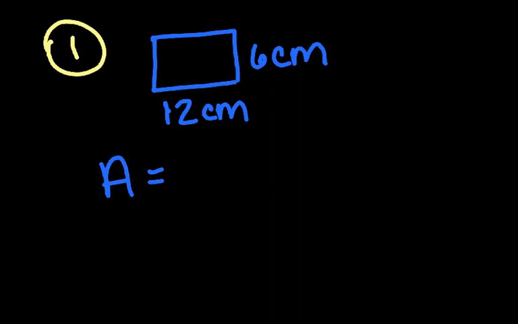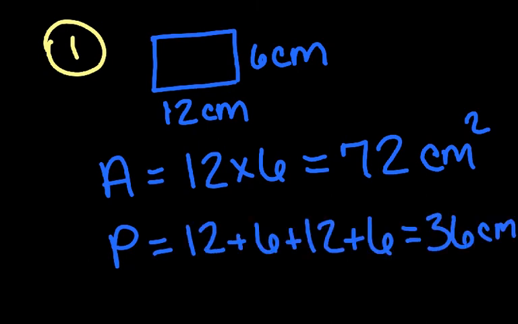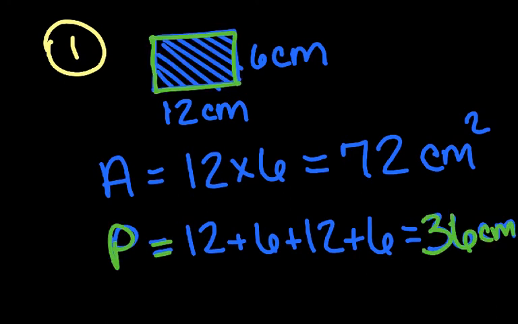The area of a rectangle is length times width, so 12 times 6, which gives you 72. And then the perimeter, you just add them all up, 12 plus 6 plus 12 plus 6, which should give you 36 centimeters. Just a quick reminder, don't forget that the area is on the inside and that the perimeter is the outside.